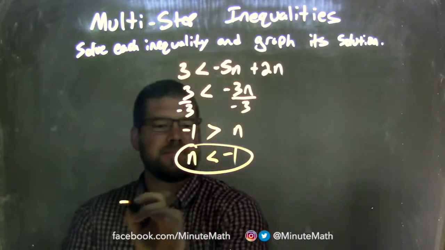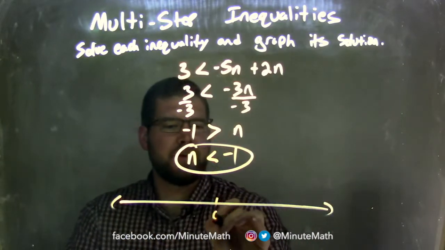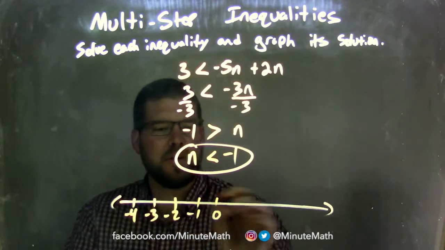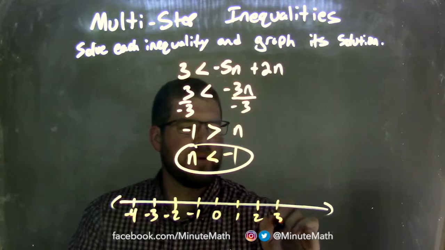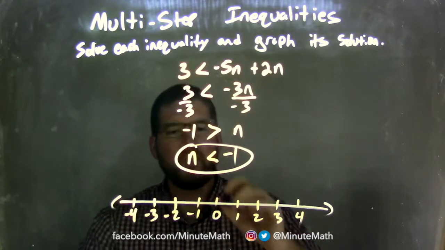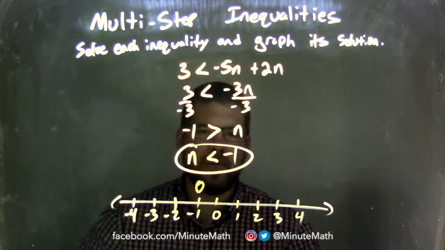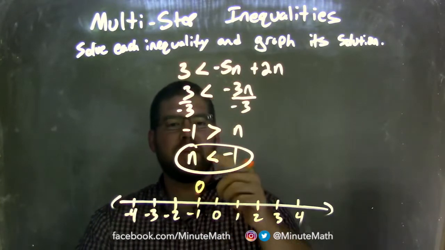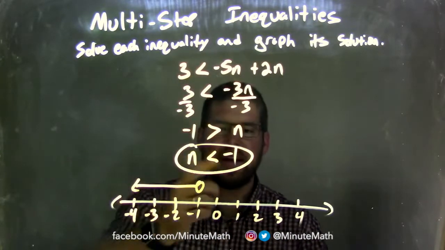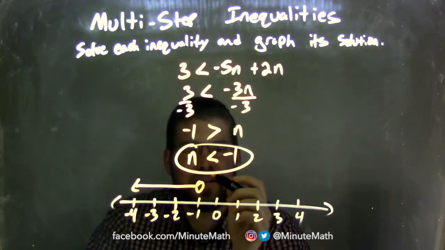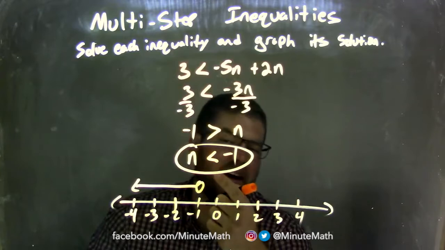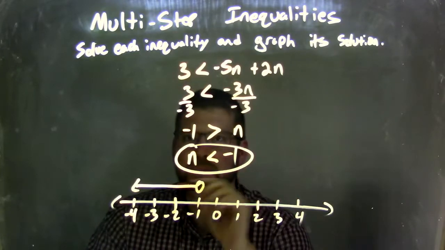So now I need to graph it. Okay, so look at my number line here: 0, negative 1, negative 2, negative 3, negative 4, 1, 2, 3, 4. If n is less than a negative 1, we have an open circle at the negative 1. And then I shade to the left, because it's a less than sign, we shade to the left. Open circle there, because it's not equal to, and it's less than, so the arrow goes to the left. And now our graph matches our answer, that n is less than negative 1.